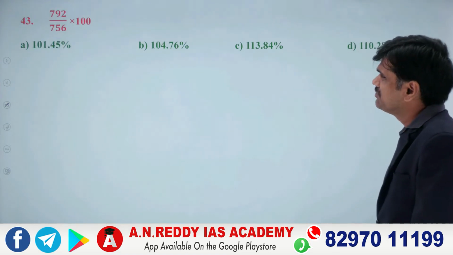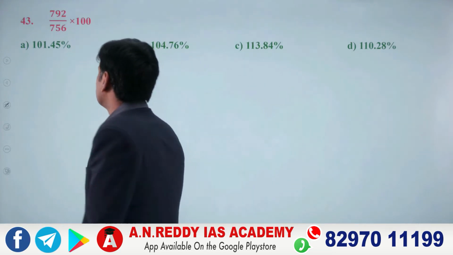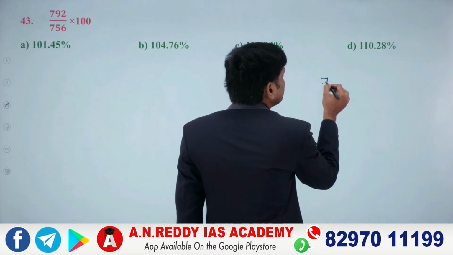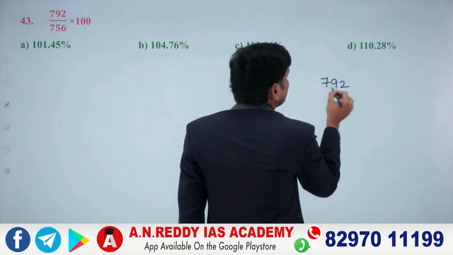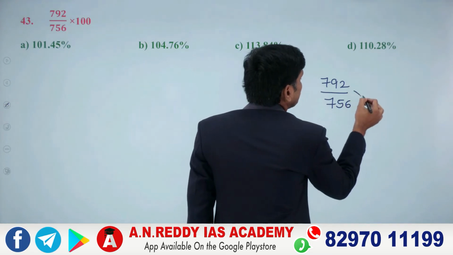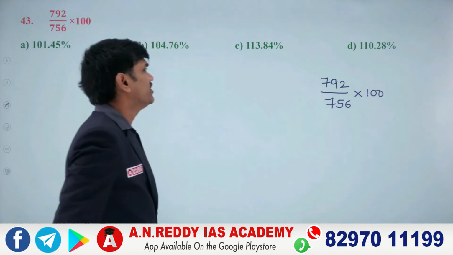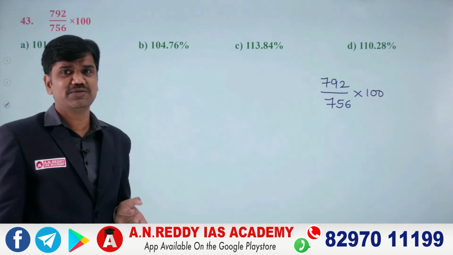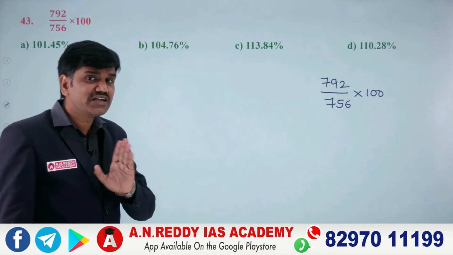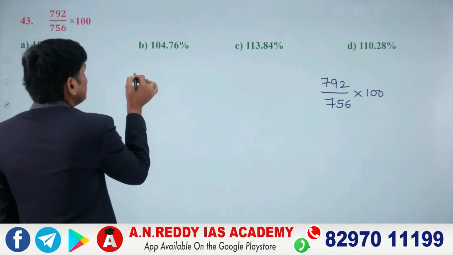Next, problem number 42. 792 by 756 into 100. As the numerator is more than the denominator, I am very much sure that my answer is more than 100%, but all the options are more than 100%, so I cannot eliminate any option. Further, I'll start with 100%.